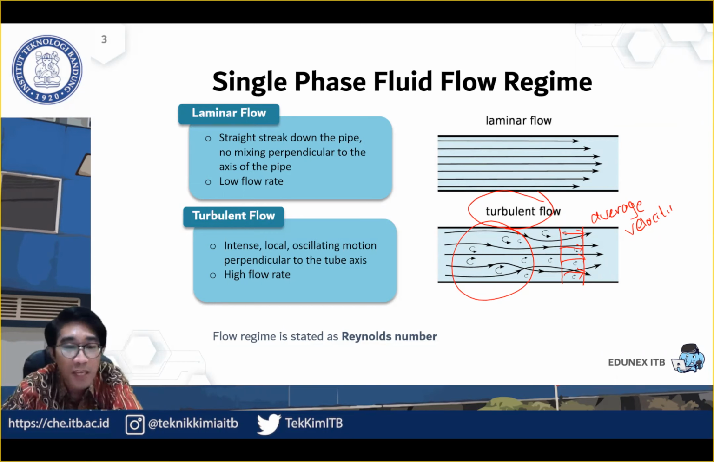Then how can we differentiate, how can we say this is laminar flow and this is turbulent flow? Because we cannot do direct visual observation, right? Then we can classify the flow regime by calculating the parameter called the Reynolds number.